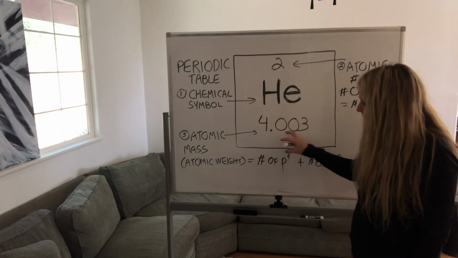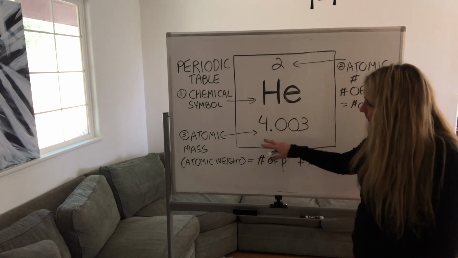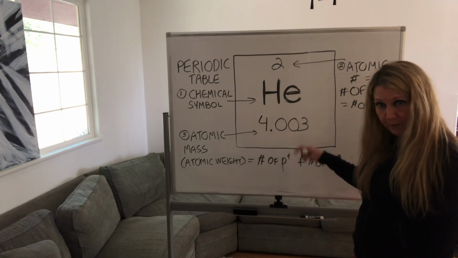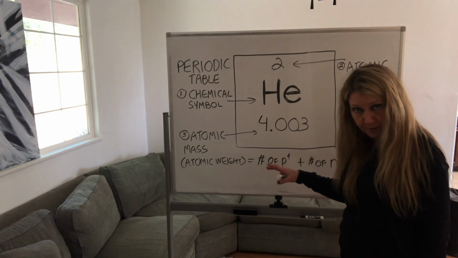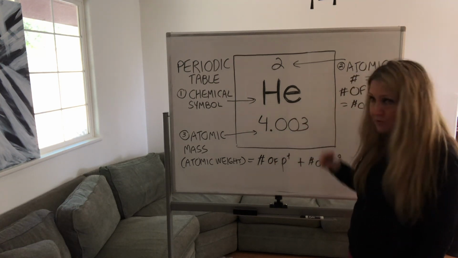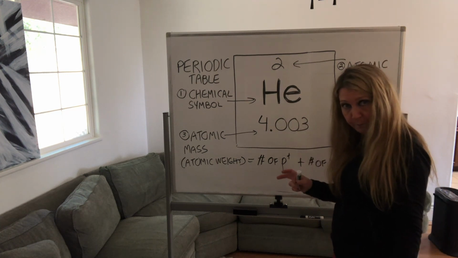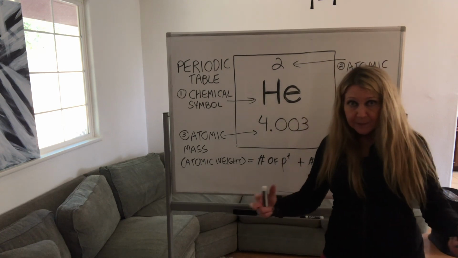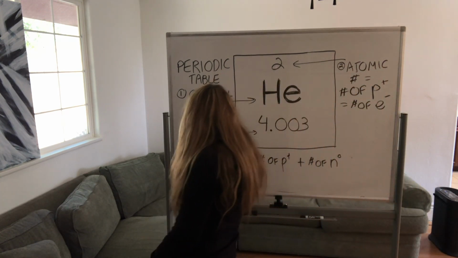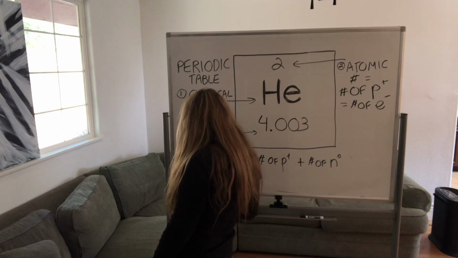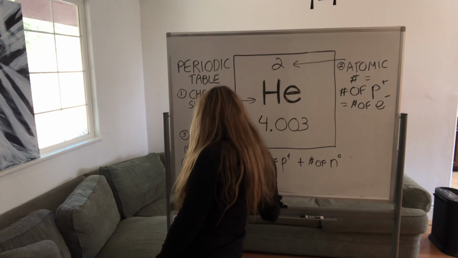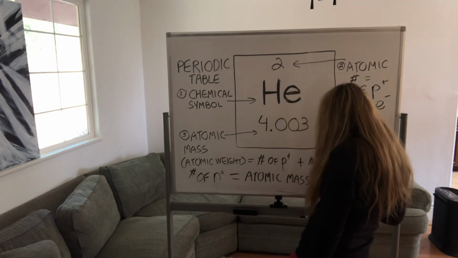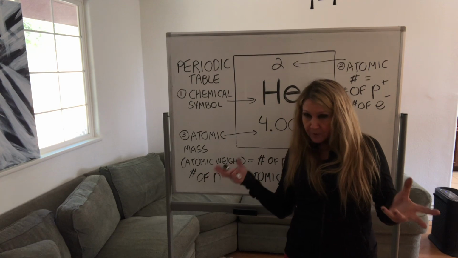And for this, you can see the atomic mass is not a completely whole number. We're going to round it to the nearest whole number when you do this. So 4 minus 2 is equal to 2. So that is the number of neutrons in an atom of helium. So to get the number of neutrons, you take the atomic mass minus atomic number. That's just an introduction to the periodic table.